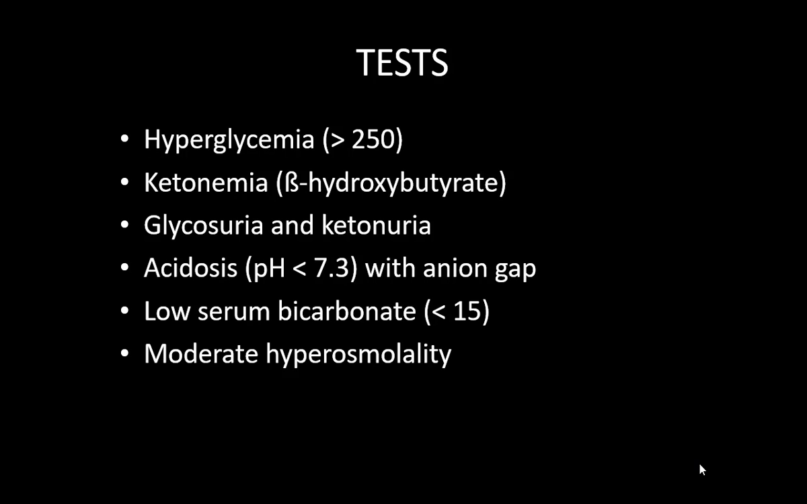So what investigations are we going to do? Hyperglycemia: obviously when we want to label it as diabetic ketoacidosis, the first thing is the blood glucose level, which should be above 200. Ketonemia, so beta hydroxybutyrate, glycosuria and ketonuria; you have those keto sticks available, dip it in the urine and see, so you will have levels of glucose and ketones. Acidosis has to be there in the blood gases, then only will you label it as ketoacidosis. So acidosis with anion gap, low serum bicarbonate, the level should be less than 15, and moderate hyperosmolality has to be there.